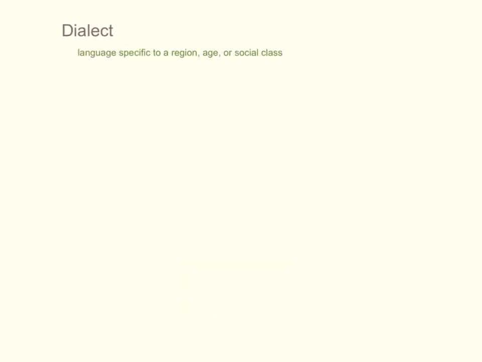Another form of diction is dialect. A dialect is language specific to a region, an age, or social class. This is the kind of stuff that people debate in Indiana about whether you say pop or soda pop, because which one you choose depends on where you grew up. So that's specific to a region.